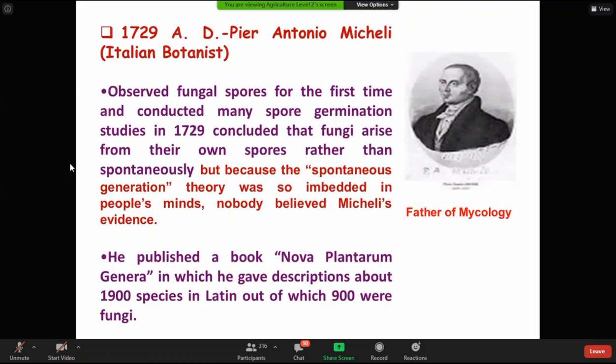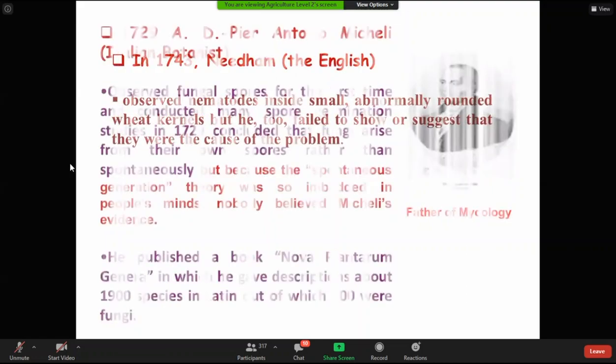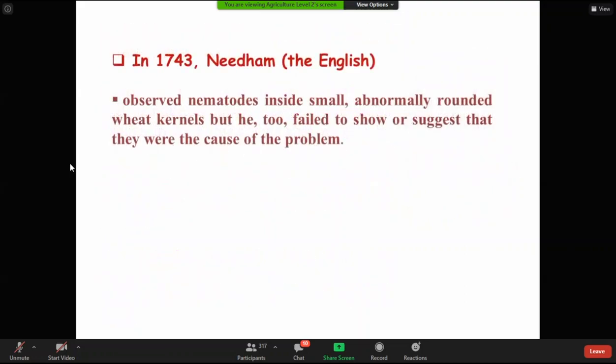ফাঙ্গাসের স্পোর আইডেন্টিফাই করলো, he first proved that fungi arise from its own spore. But the people always believed the theory of spontaneous generation, and nobody believed his invention. And he also published a book for this contribution. Micheli is considered the father of mycology. Then you see 1729, 1743.